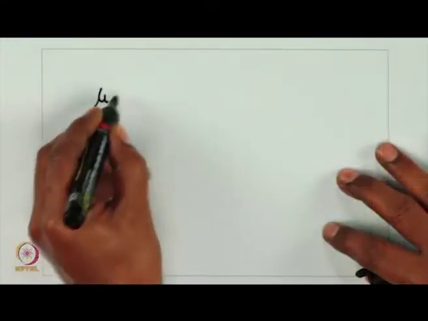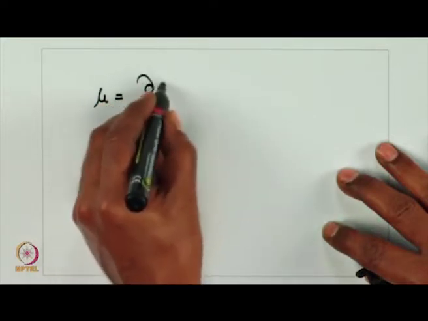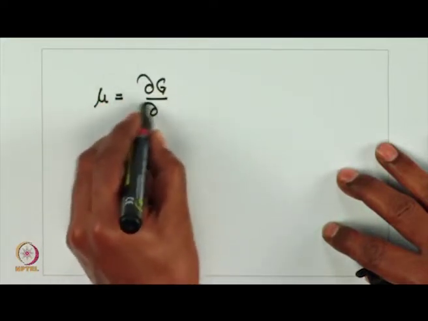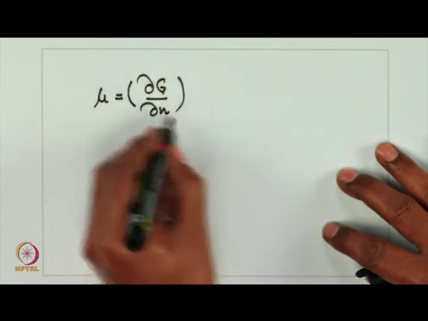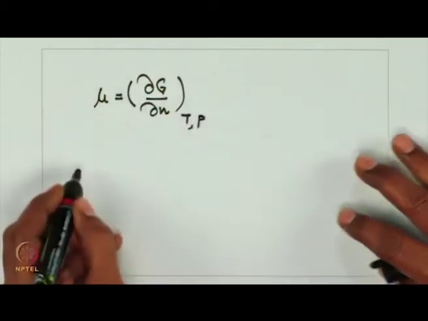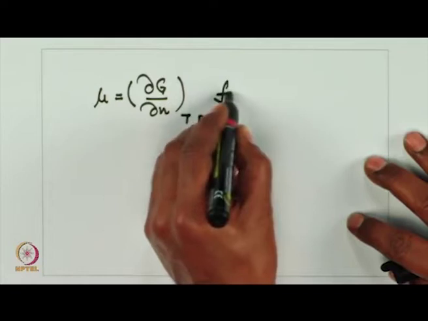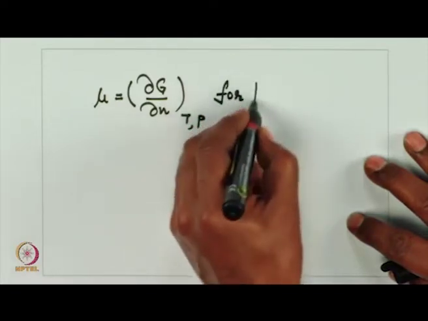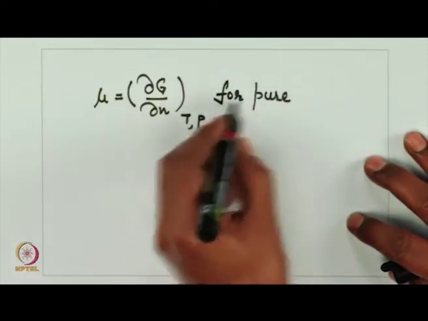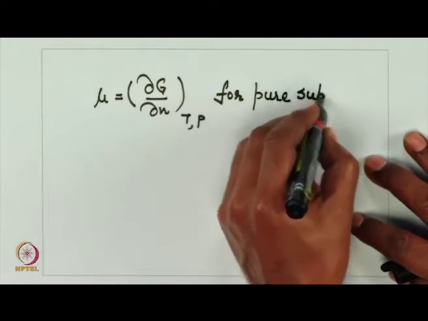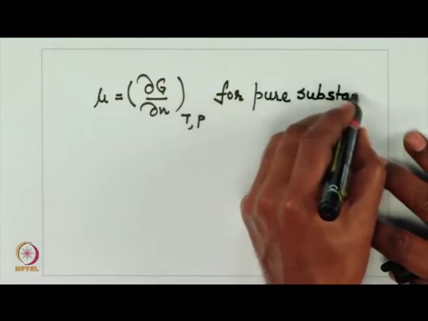Let us try to get some more meaning out of it. We are talking here about mu is equal to ∂G/∂N at constant temperature and pressure. However, this is for a pure substance.